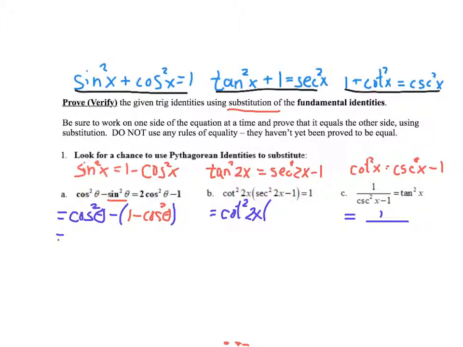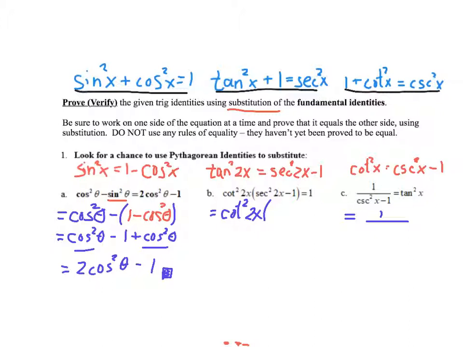Now we're just going to use rules of algebra. We bring down the cosine squared theta, and we distribute the negative, so it's negative 1 plus cosine squared theta. And now it's just simple math here. We have a cosine squared theta and a cosine squared theta, so we're going to combine those, and that will equal 2 cosine squared theta minus 1. And we are done. Now you can just say, hooray, we're done, or you can make your victory symbol here, whatever you want to do to show that you're done.